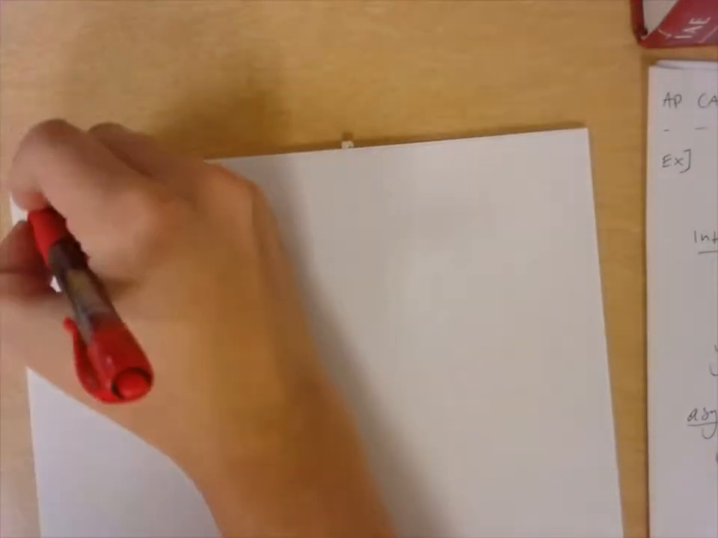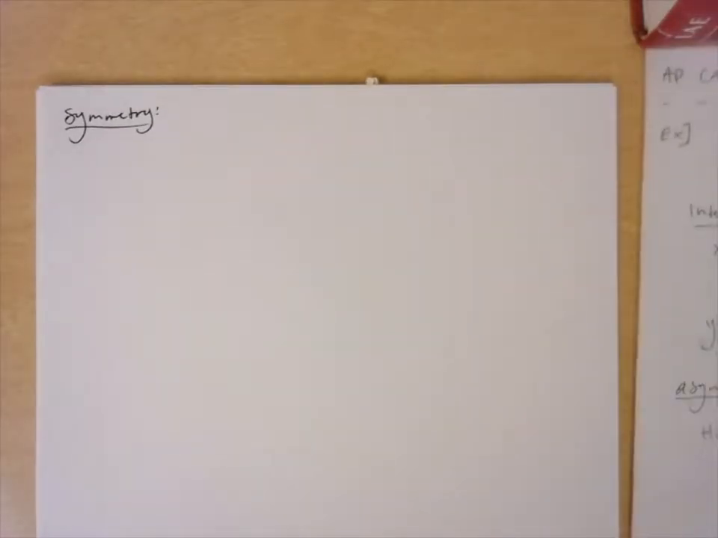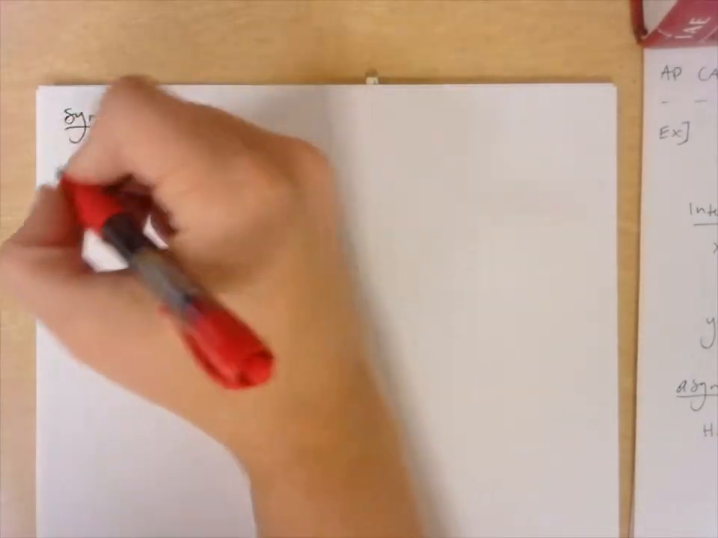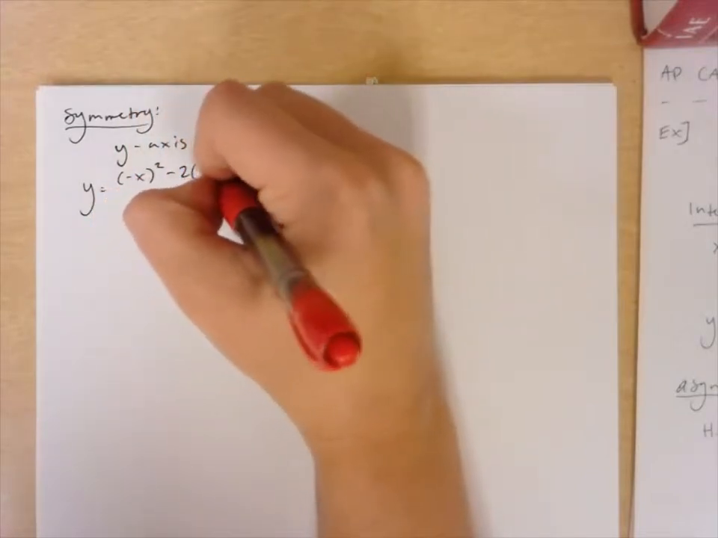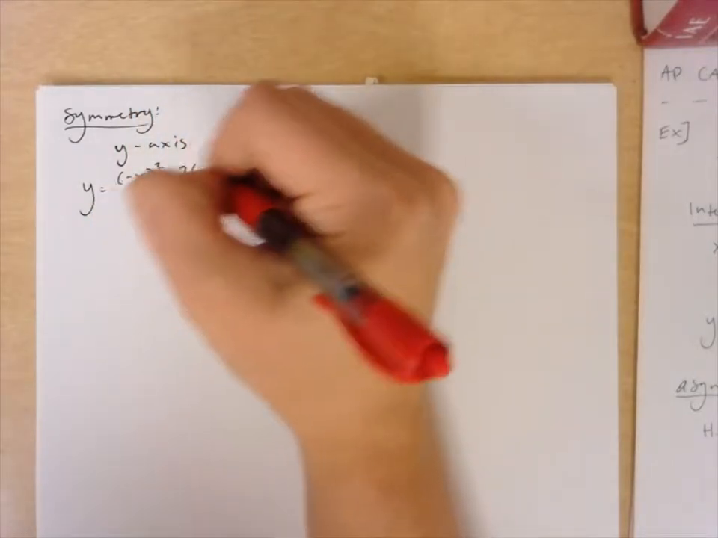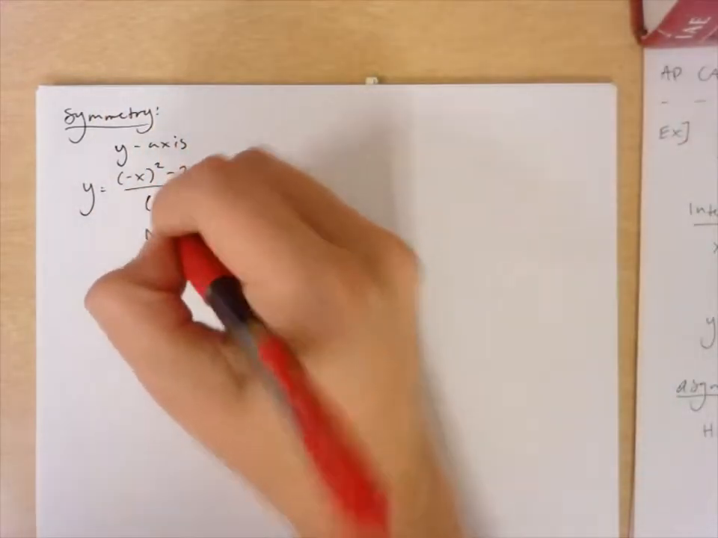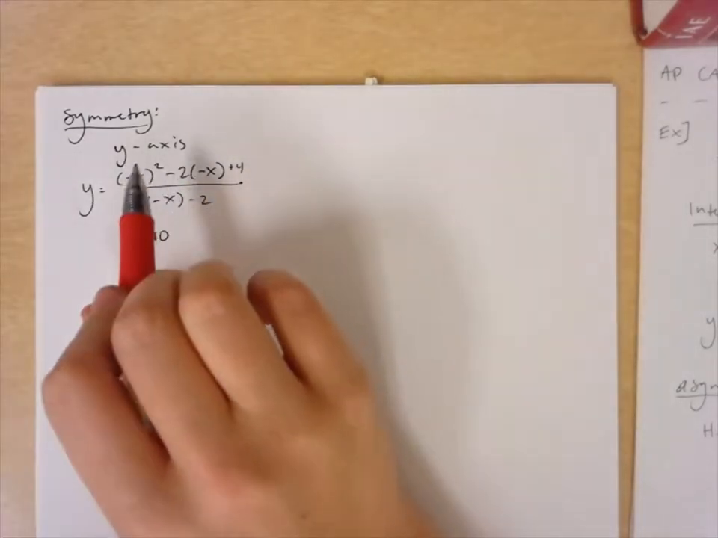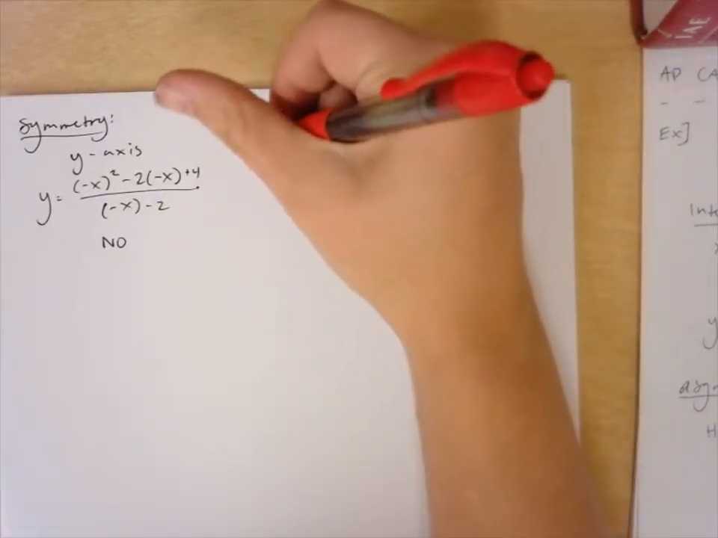Let's talk about symmetry next. This one is a review that we covered earlier, so I'm going to move quickly through it. Let's test for y-axis symmetry, so let's throw in a negative x everywhere. Negative x squared minus 2 times a negative x plus 4 all over negative x minus 2, and the answer is nope, that's not the same. This is not the exact same equation that we had in the beginning. They are not equivalent, so the answer is no, that's not symmetric there.